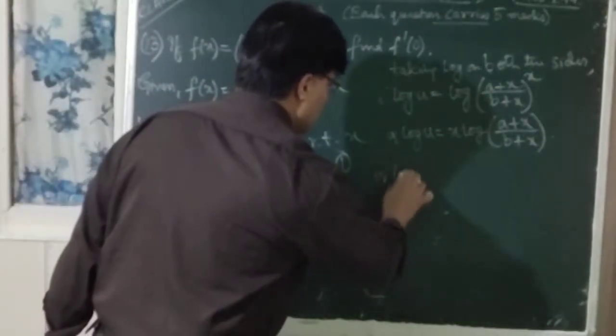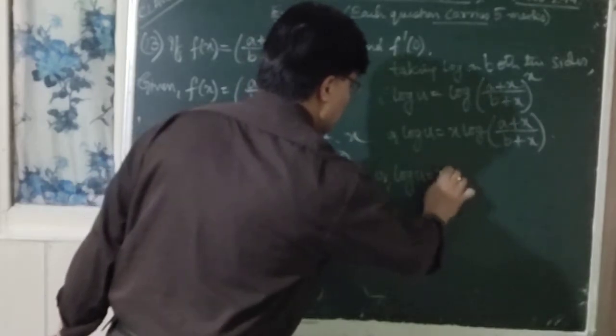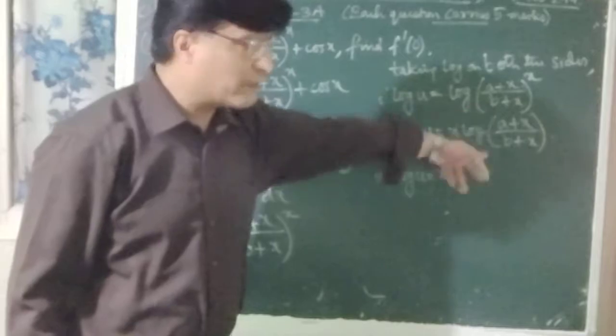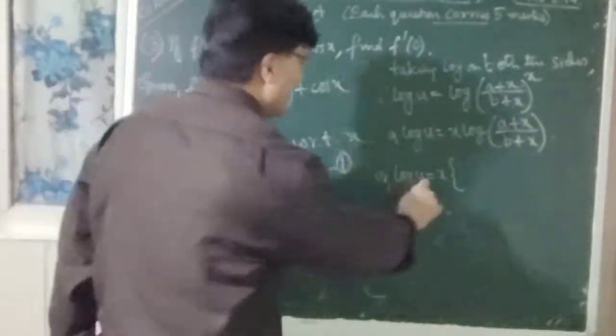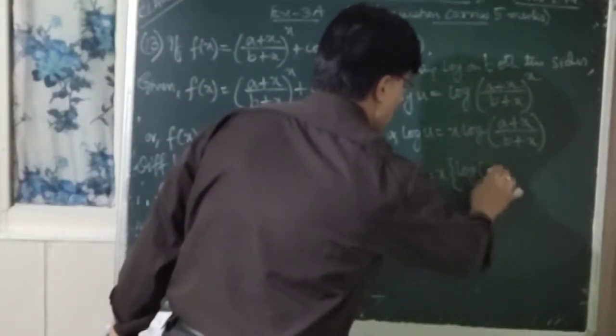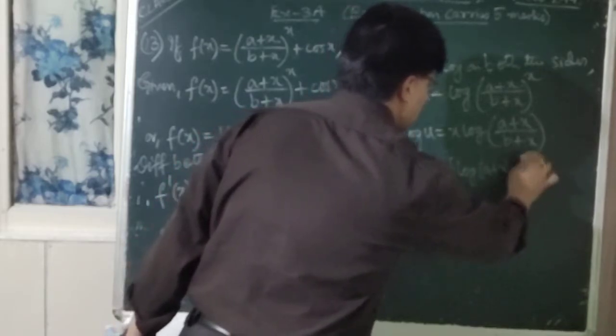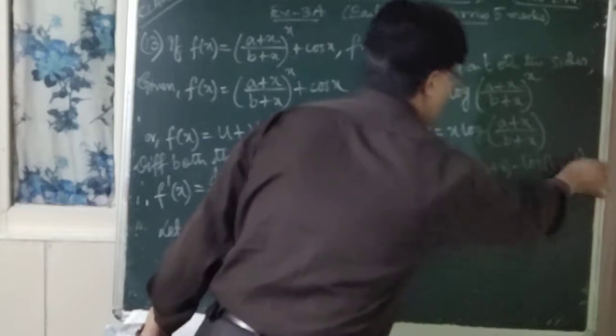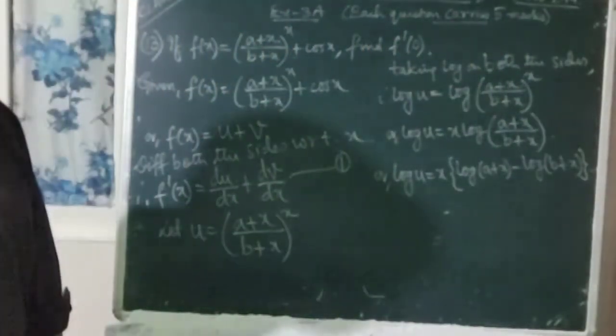So log u is equal to x, within second bracket, now this is your log of a by b. So what can you write here? Log a minus log b. That is log of (a plus x) minus log of (b plus x). So here the second bracket is closed.